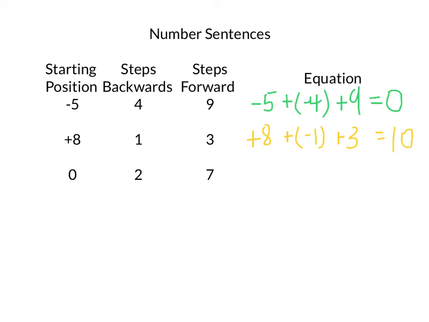I'm going to change this last one down here, just so that we have some positive and some negative answers. So this time we start at 0. We could either write -7, or I'm going to go with plus -7, and then +2. So 0 plus a -7 is -7, plus 2 is -5. So that's how you write number sentences.